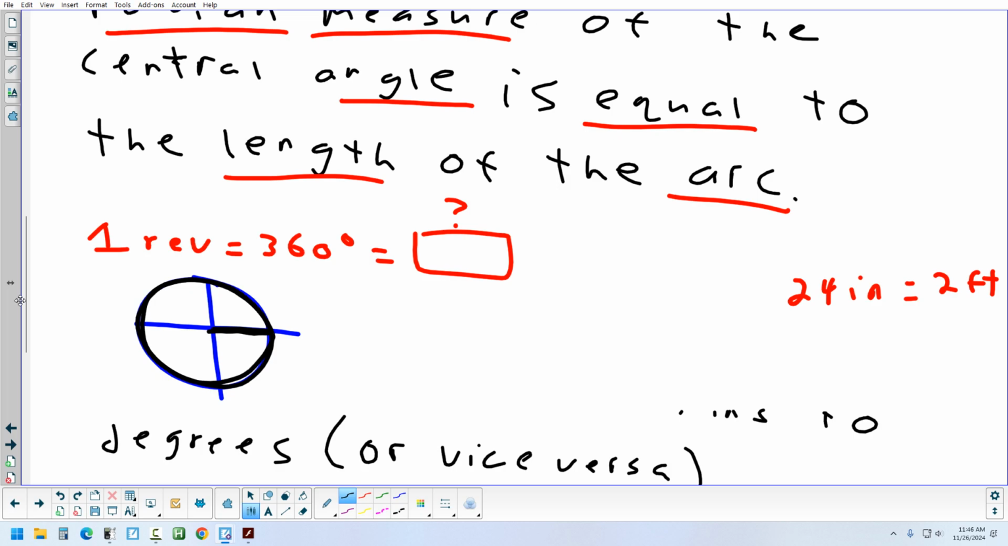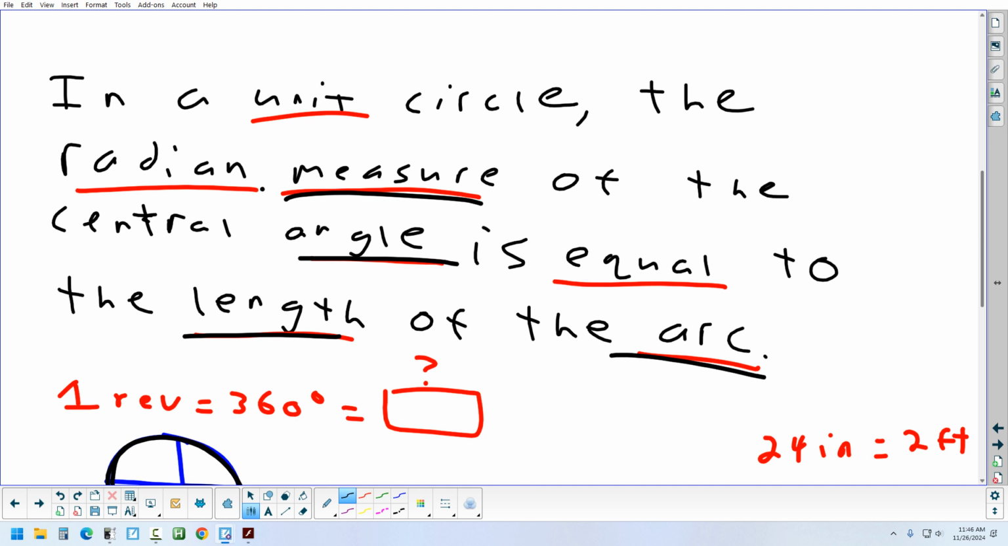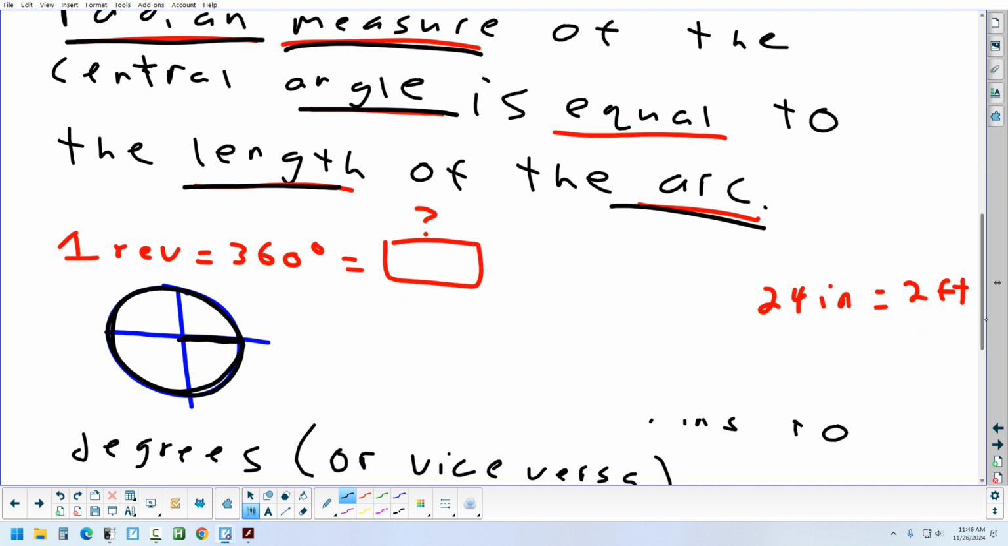But remember, if I can figure out the length of that arc, then I will know the measure of the angle in radians that goes all the way around the circle. So I just have to be able to figure out the length of this arc, and it's exactly the same as the size of the angle. Now, that arc is so big, it takes up the whole circle. Not a quarter, not half, not 3/4, it's the whole thing. What do we call an arc that takes up the entire circle? Circumference.